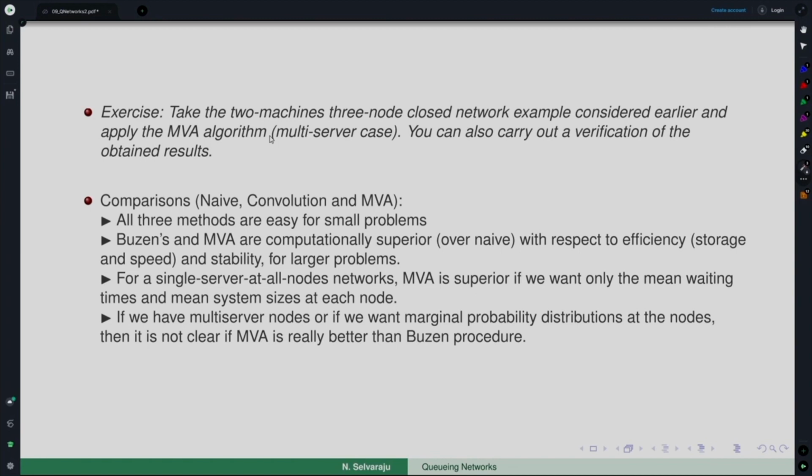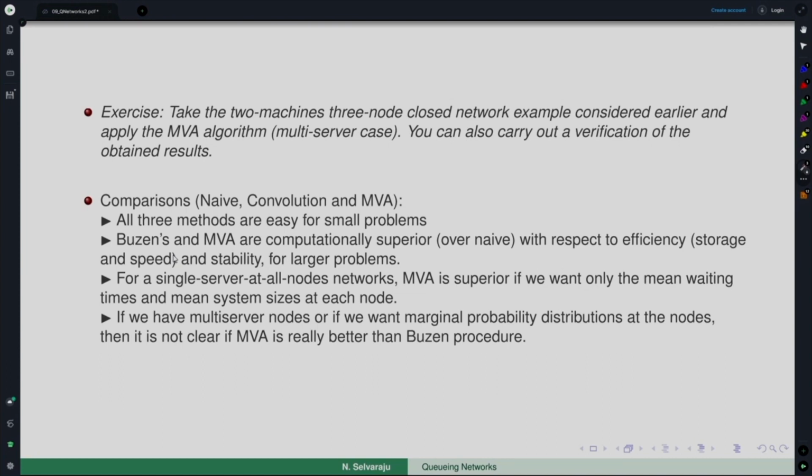But in reality that is not the case. You have to implement it with a large number of nodes or a large number of customers or both, which is what we simply call a larger network. In that case, the convolution algorithm and the MVA algorithm are computationally far superior to the naive computation with respect to efficiency, in terms of storage and speed, and stability for larger problems, numerical errors and all other stuff put together. For larger problems, these are computationally far superior.